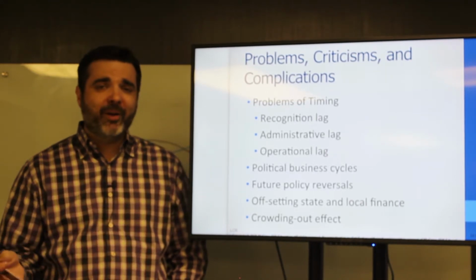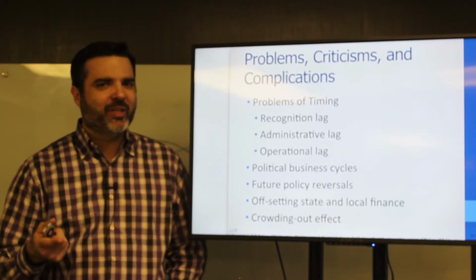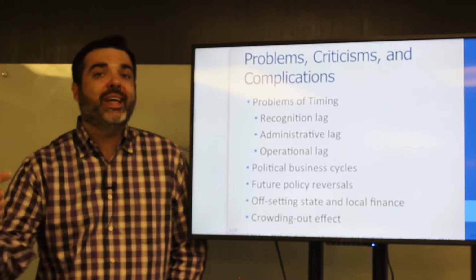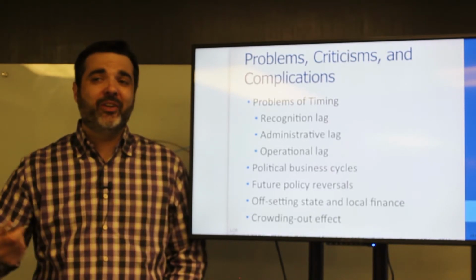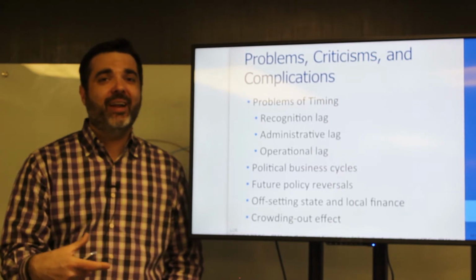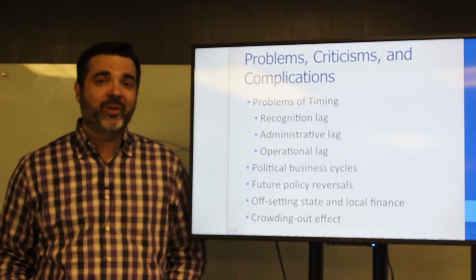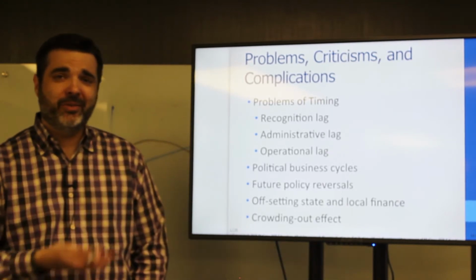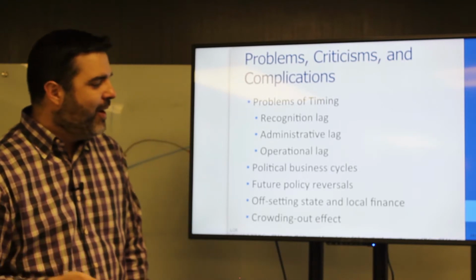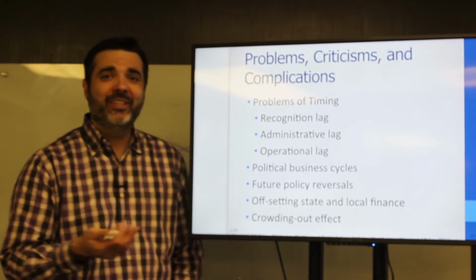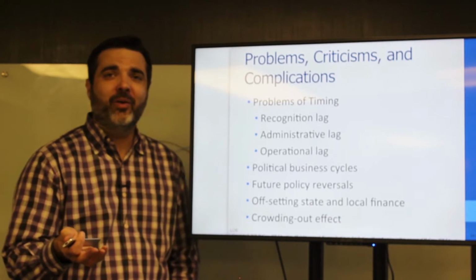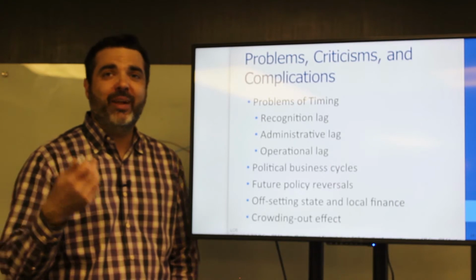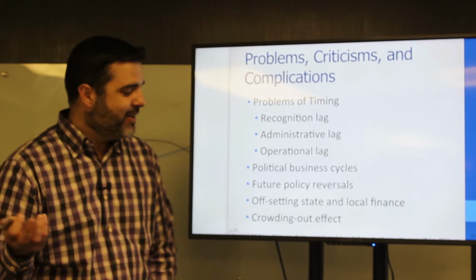It's not a Republican or Democrat thing, but it is dangerous because, as we talked about, some of these fiscal policies you can only implement so often. When you shoot that arrow when you don't need to, it's an arrow you don't have to spend when you really need it. So it can be dangerous. Then there are future policy reversals: somebody else can come in and take it away. Offsetting state and local finance happens all the time. You cut taxes at the federal level, so the state says, well, I can raise taxes here. Or you raise spending, so the state says, I'm going to cut spending because they're having problems.